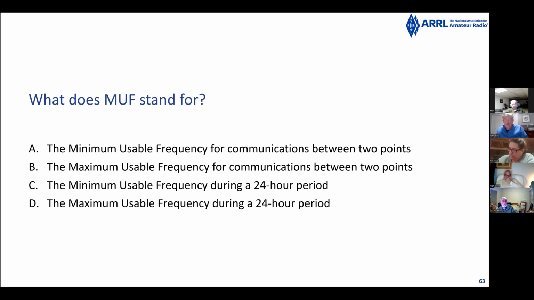What does MUF stand for? Minimum usable frequency for communication between 2 points, maximum usable frequency for communication between 2 points, minimum usable frequency during the 24-hour period, maximum usable frequency during the 24-hour period. Got to be between 2 points. B, that's right. B, maximum usable frequency between 2 points.